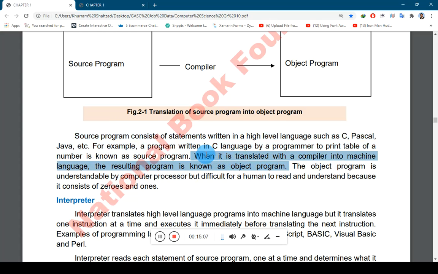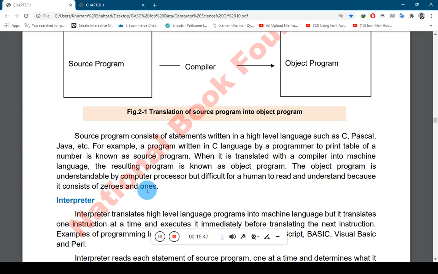So these concepts are most important: what is a source program and what is an object program. You have to remember this: the source program is written by a human being in high level languages, and the object program is the translated form of this program in low level language. The object program is understandable by a computer processor but difficult for humans to read and understand because it consists of zeros and ones only. So the source program is the code of high level languages and the object program is the translated form of computer code.